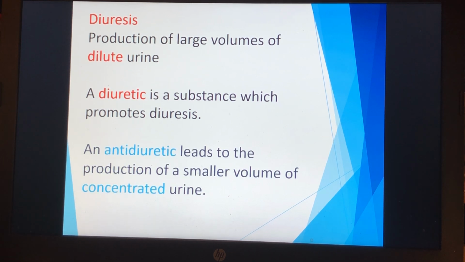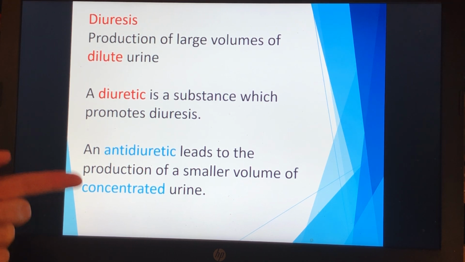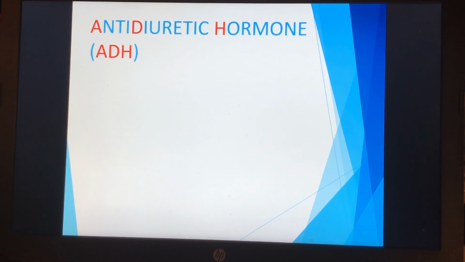So antidiuretic is going to do the opposite. An antidiuretic is going to mean that there's going to be less urine produced, and it's going to be less watery. In other words, it's going to be more concentrated. So antidiuretic means less volume and more concentrated. So osmoregulation is controlled by a hormone called ADH, antidiuretic hormone.